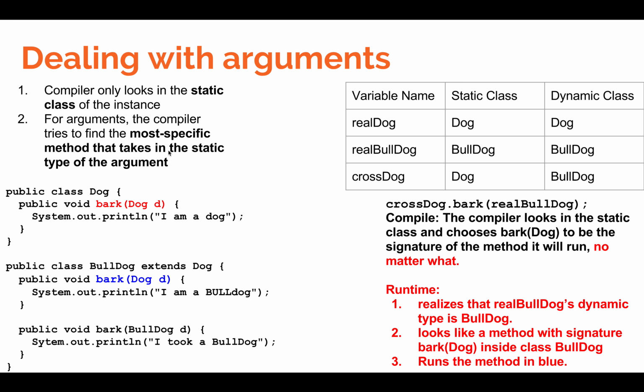Absolutely. So once it realizes that real bulldog's static type is actually bulldog, it looks in the dog class for a method that can take a bulldog. It finds the one in red. Then you see this exact same method here. That's the one it runs, because crossdog was actually a bulldog. Questions about this?